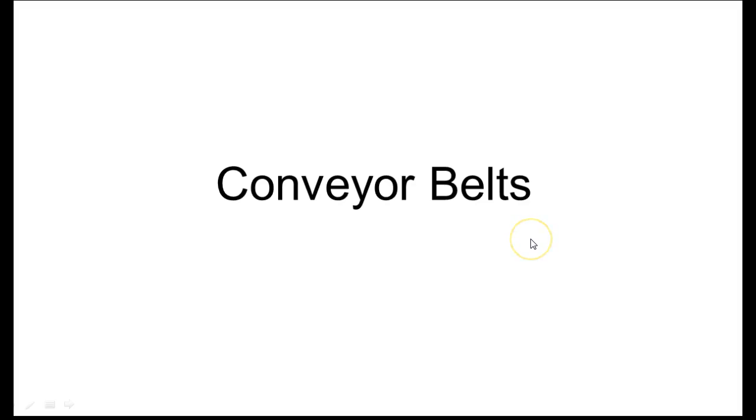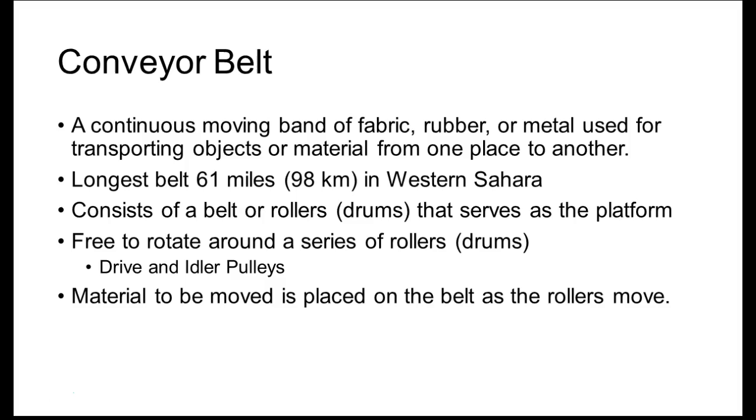Then we have the major belt called the what? Conveyor. So what is a conveyor belt? Well, it's basically a flat belt, right? You understand? That's designed to slide. So it has very low friction on it, right? And then whatever we want to move, we put on the belt and it slides with the belt. A continuous moving band of fabric, rubber, or metal.